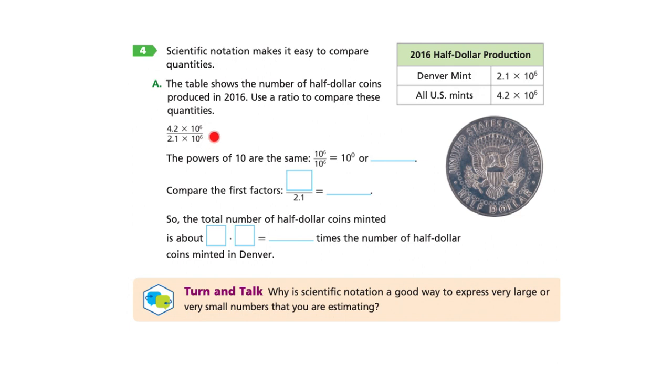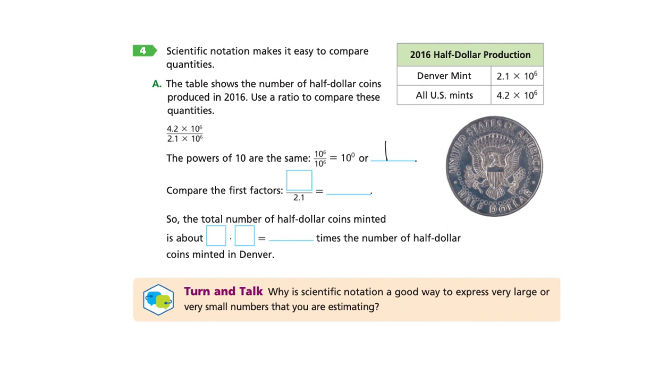So here's the ratio that they give you. And the powers of 10 are the same. This is both 10 to the 6th. So you have 10 to the 6th over 10 to the 6th. That's the same as 10 to the 0 because you know that you'd subtract 6 minus 6. And you also know that 10 to the 0 power equals 1. So compare the first factors.